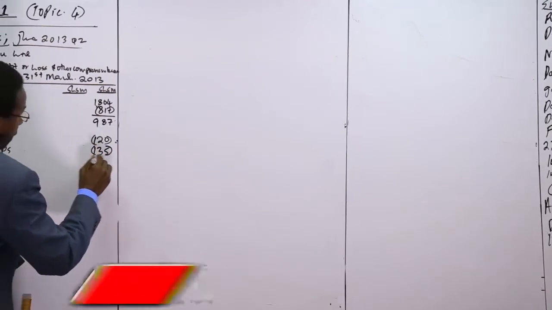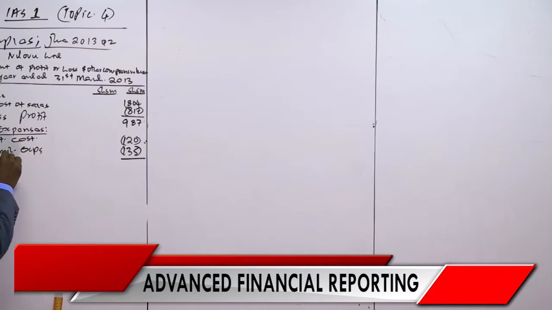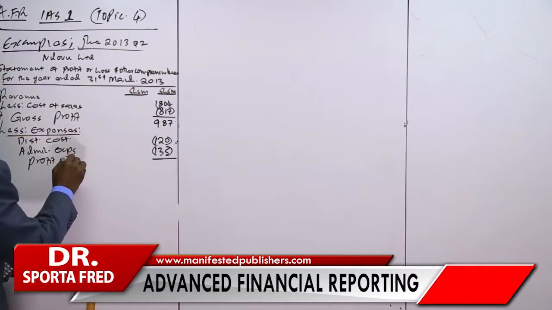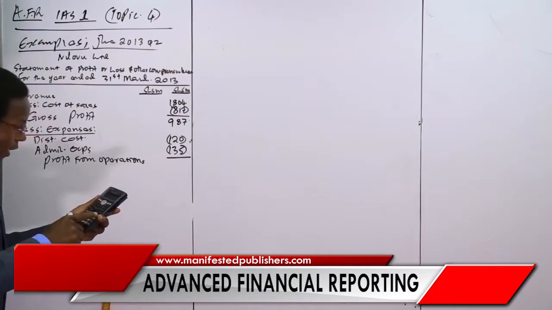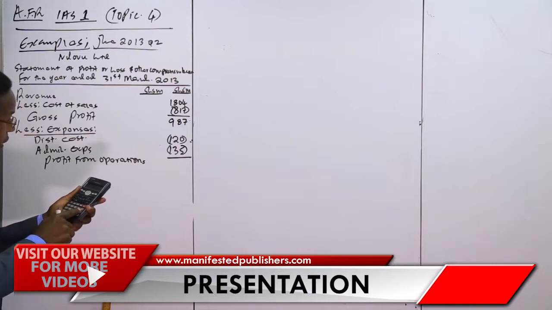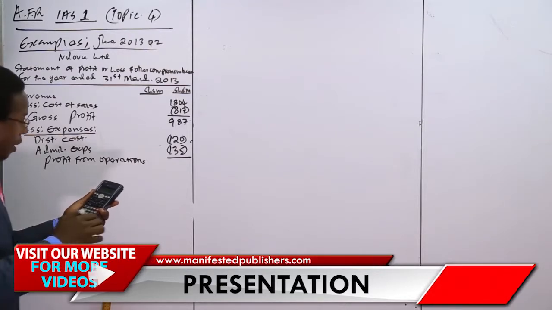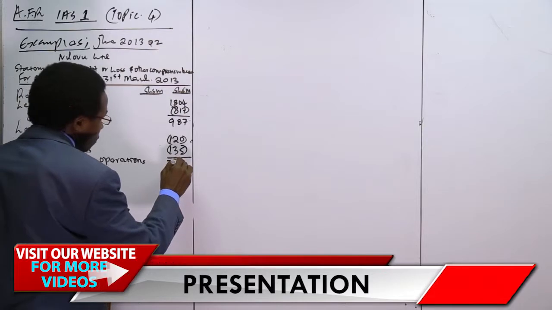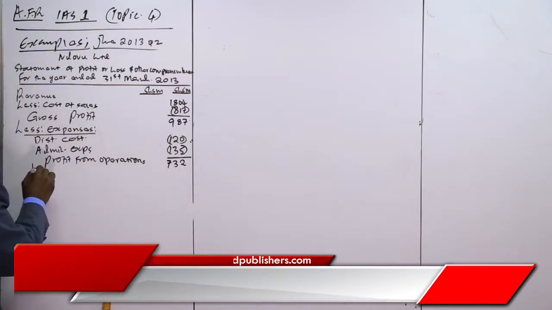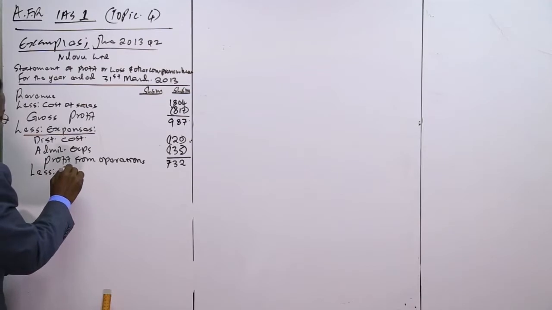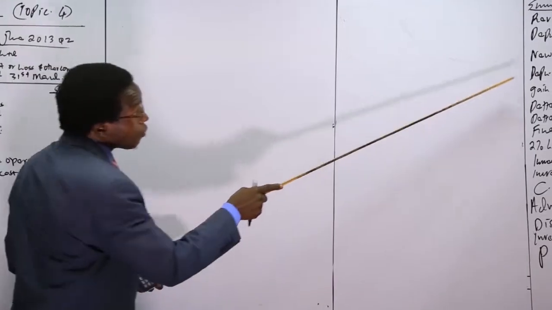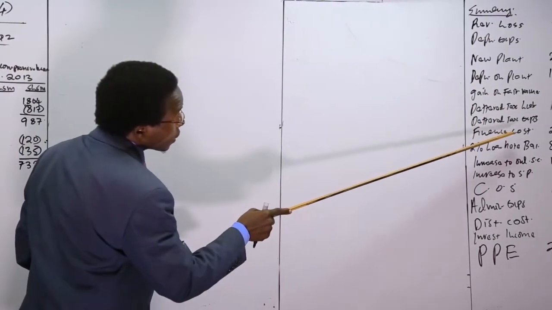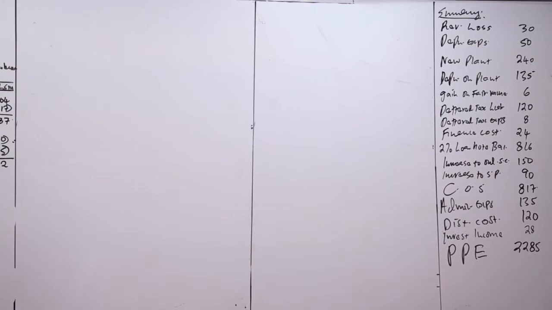We didn't have other expenses, so we get the profit from operations. So if I take 987, I subtract 120, I subtract 135, I'm getting 732. Then I less finance costs. Finance costs, we had calculated. If you refer to our working, finance cost is 24. So we now recognize 24.